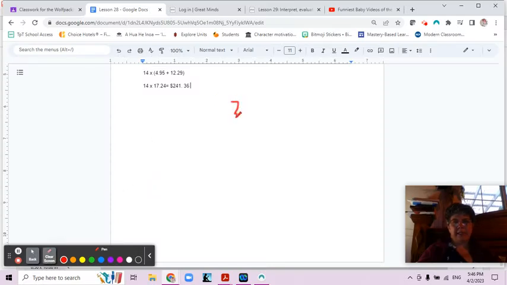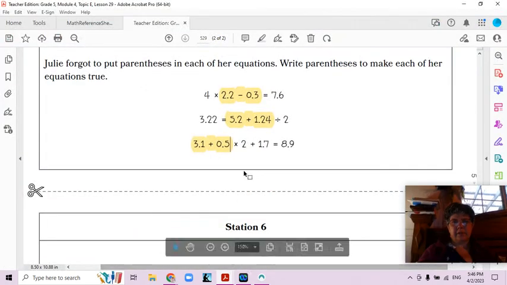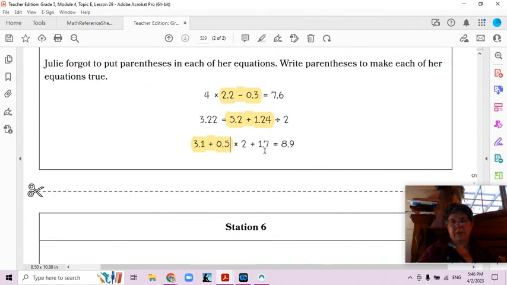3 and 6/10 times 2. 6 times 2 is 12. 3 times 2 is 6 plus 1. So that's 7 and 2/10. Okay, I put these two together. I multiplied by 2. 7 and 2/10. Oh, that feels pretty good.